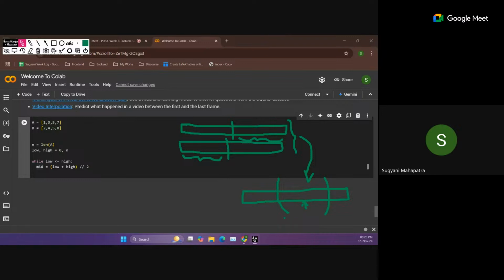We want to find this set of elements such that it covers the middle elements. All the elements in the middle should be covered by this. Now let's say this is my middle element of the array A, and this is the middle element of the second array. Now tell me, how will you find which set of elements goes in this middle part? Is there a way to find which set of elements goes into this middle part?